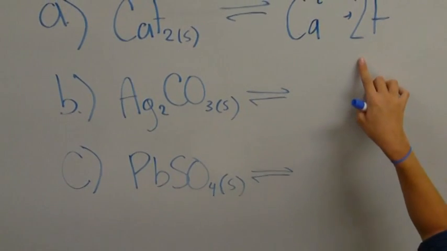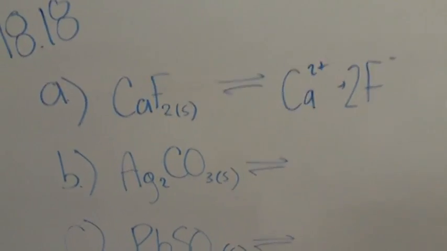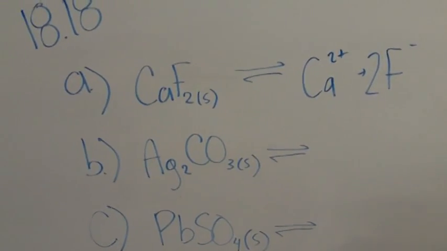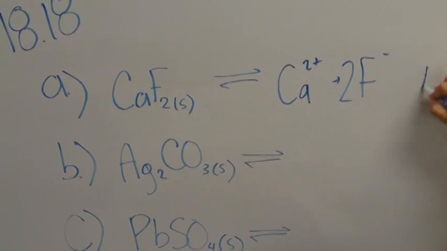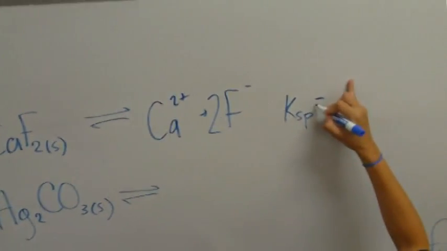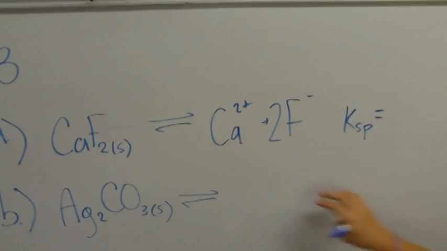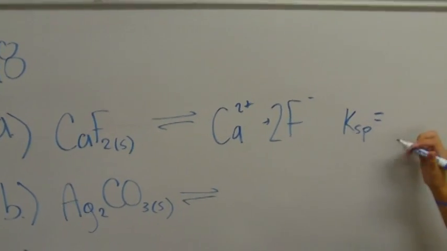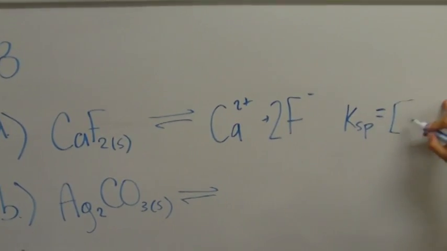So then what you do is to write the solubility rule. You're just going to write KSP equals, and it's just going to be the product of the 2 raised to their coefficients. So super easy.